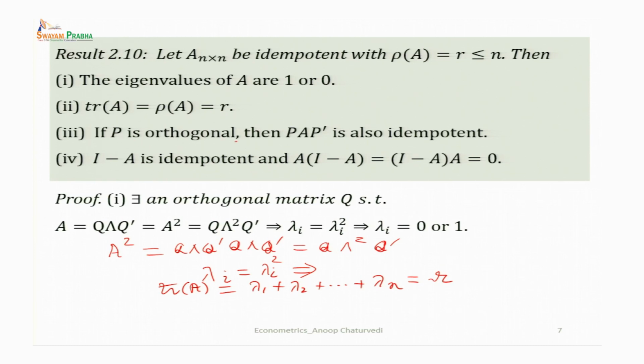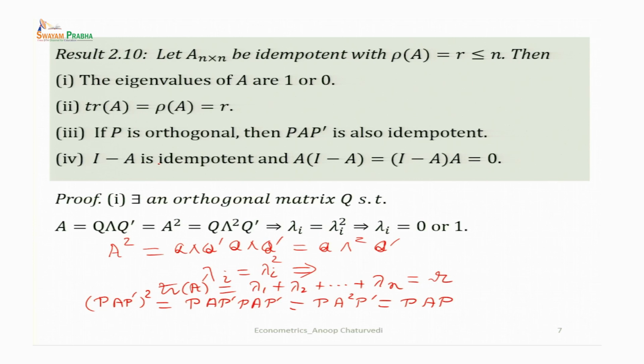Then if P is orthogonal, then P A P transpose is also idempotent, because if you take P A P transpose square, it is equal to P A P transpose P A P transpose. Then P transpose P is the identity matrix. So, you get P A square P transpose, which is equal to P A P transpose, because A square is equal to A.